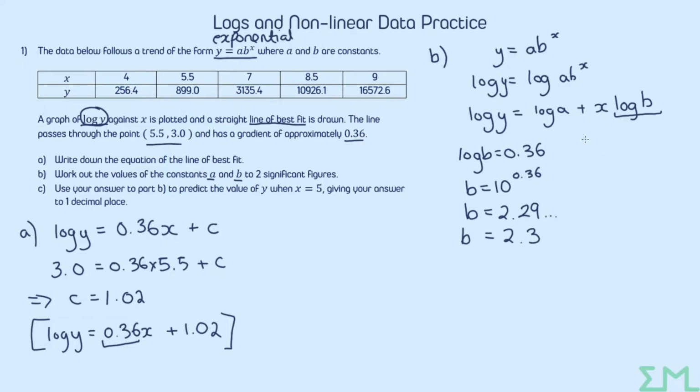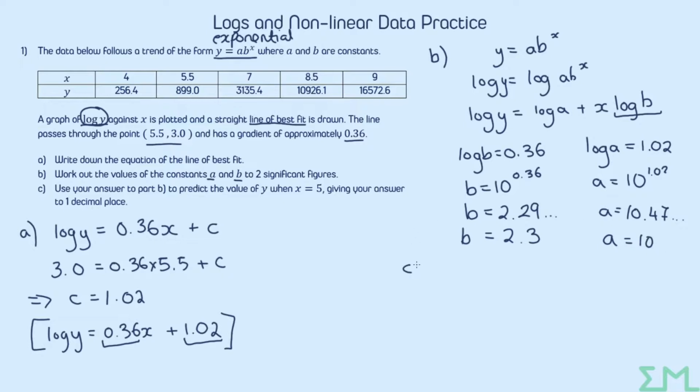And then log a, well this is the y-intercept or the constant term, this must be equal to the 1.02. So a again, base 10, so 10 to the 1.02, and we get 10.47, etc. So again, two significant figures, that's just going to be 10.